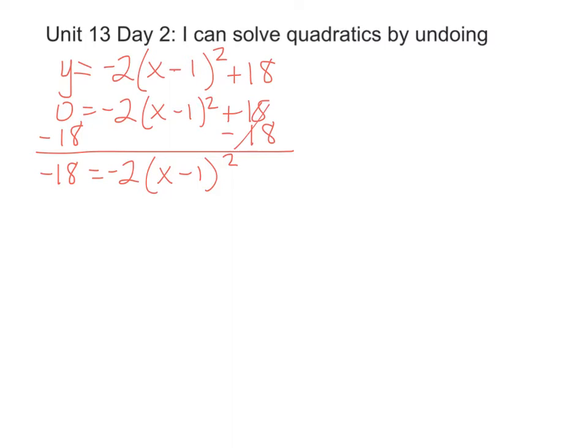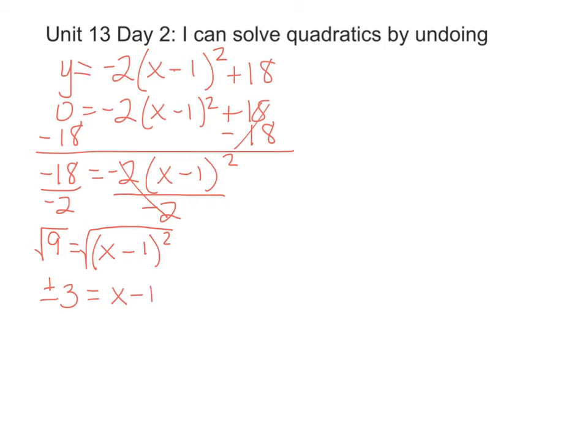So that was undoing the adding or subtracting. Next, we need to undo any multiplication or division. So this is negative 2 times that quantity, so we're going to divide by negative 2. That's good because negative divided by negative is positive: 9 equals (x minus 1) squared, which is good because you can't really have a negative there when we take the square root. Otherwise, it's not going to work. So, plus and minus 3 equals x minus 1.